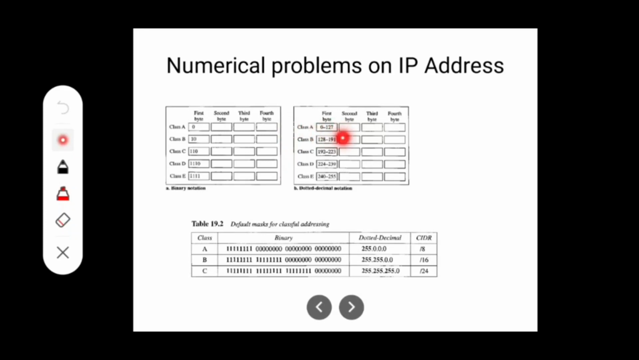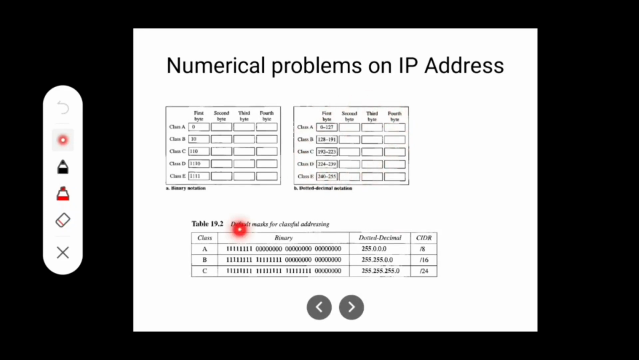If the first byte ranges between 0 and 127, it is class A. Between 128 and 191, it is class B. 192 to 223, it is class C. 224 to 239, class D, and 240 to 245, class E. This is classful addressing.